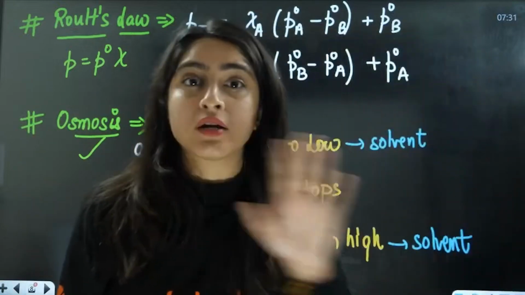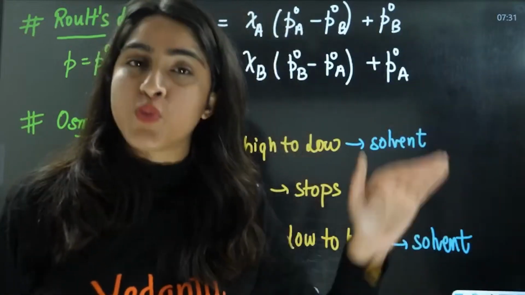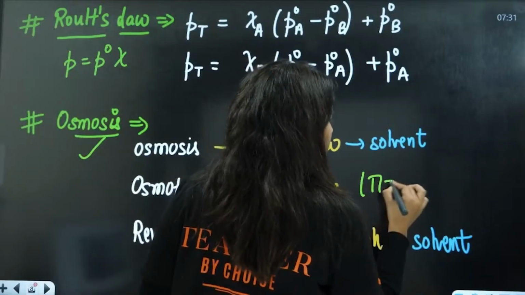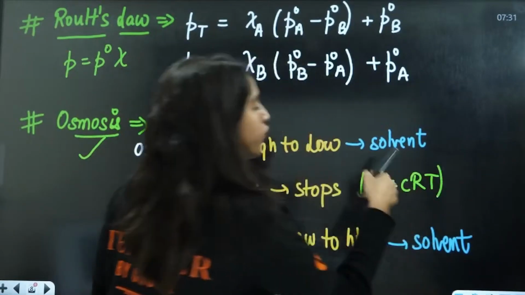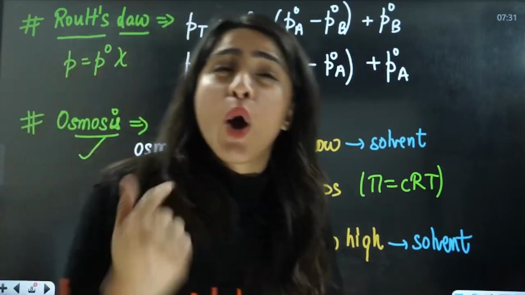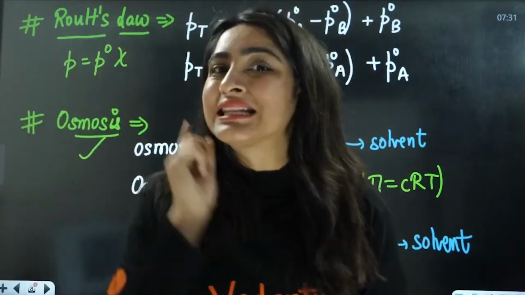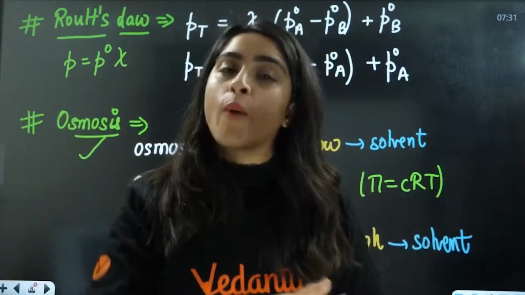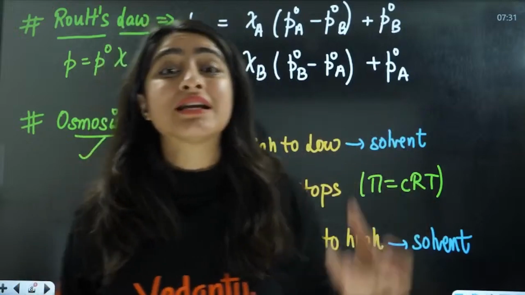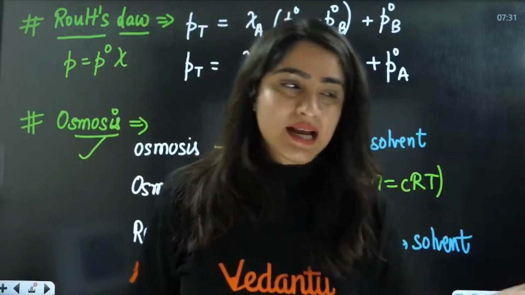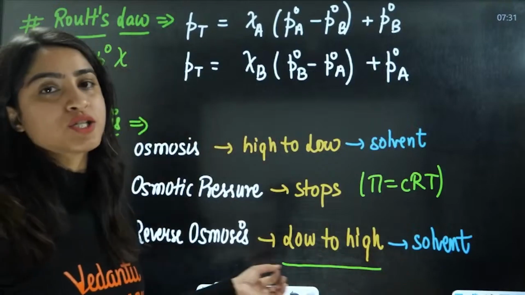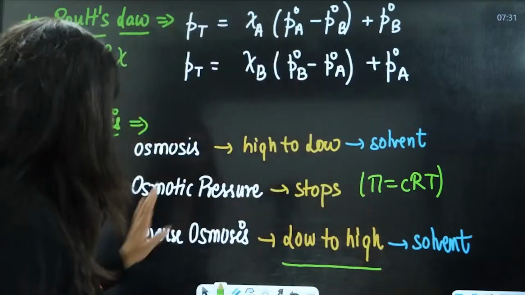If you are applying external pressure to stop this, that is called osmotic pressure, and that osmotic pressure is equal to CRT. That is the fourth colligative property, right? If you are applying external pressure more than the internal pressure, in that case, we are not only stopping that osmosis, we are reversing that. This is used in desalination of the water, right? Here the movement of solvent particles will be from low concentration to high concentration, right?